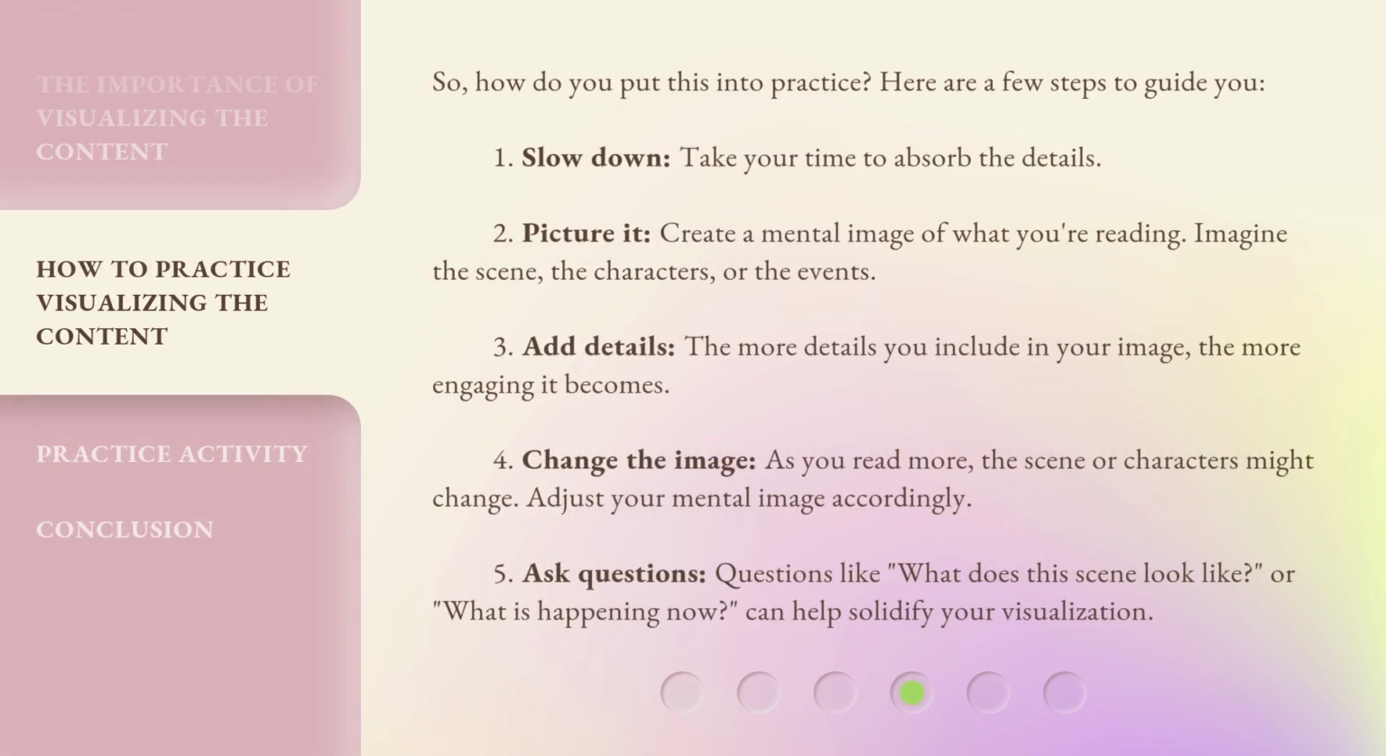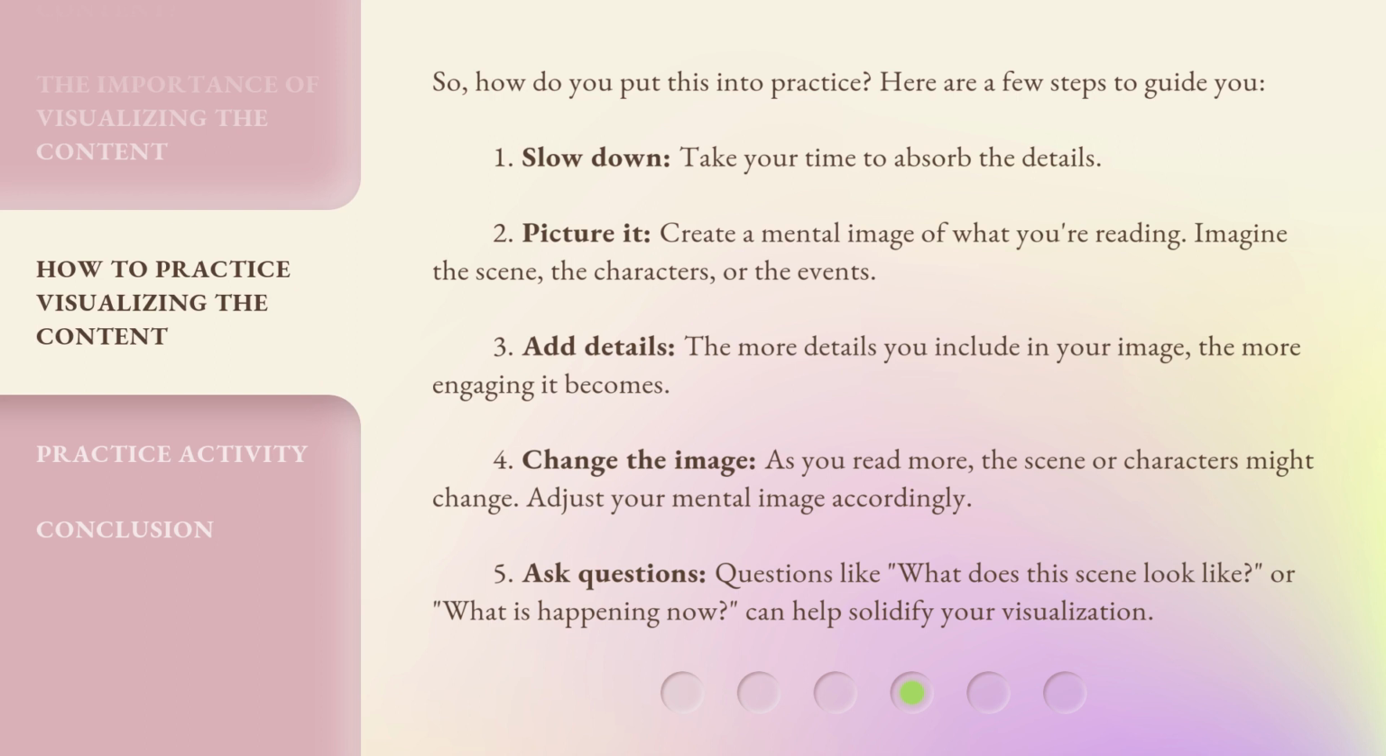So, how do you put this into practice? Here are a few steps to guide you. 1. Slow down. Take your time to absorb the details. 2. Picture it. Create a mental image of what you're reading. Imagine the scene, the characters, or the events. 3. Add details. The more details you include in your image, the more engaging it becomes.